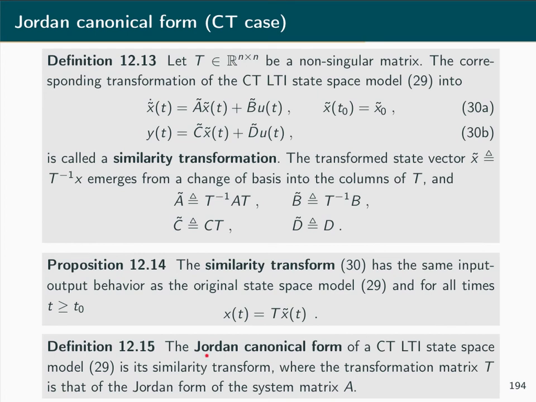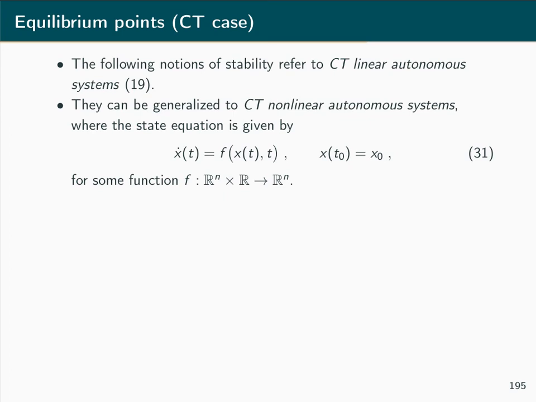As before, the Jordan canonical form of a continuous time linear time invariant state space model is a particular similarity transform of the original system, where the transformation matrix T is equal to that of the Jordan form of the system matrix A. This implies, of course, that the transformed system matrix A tilde will be in its Jordan form, meaning that it will be diagonal if the matrix A is simple or semi-simple, or otherwise it may have entries of 1 along its superdiagonal. As for the discrete time case, we can now define different notions of stability for continuous time linear autonomous systems, which can actually be extended also to continuous time nonlinear autonomous systems.